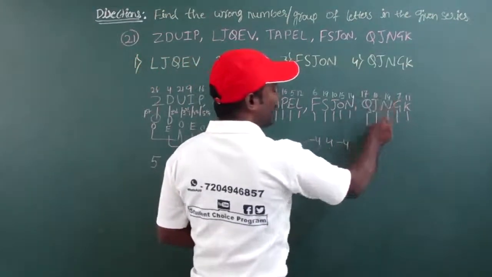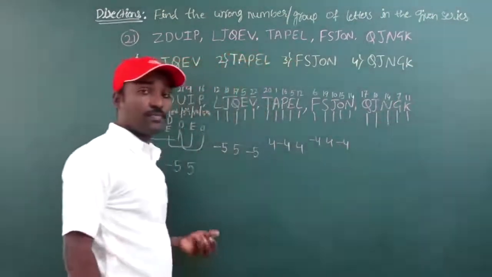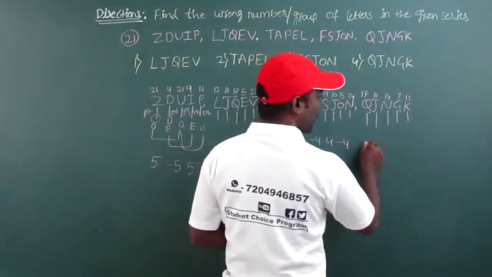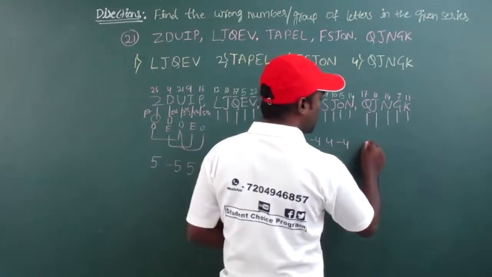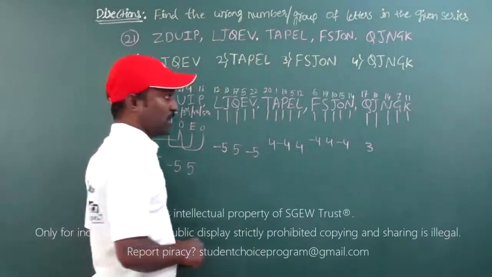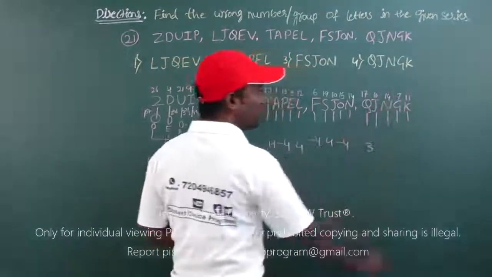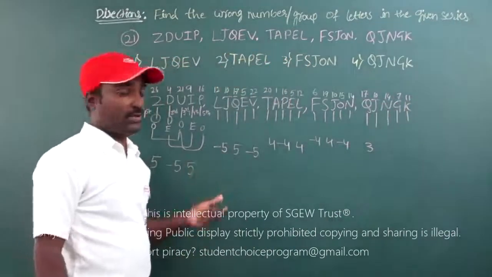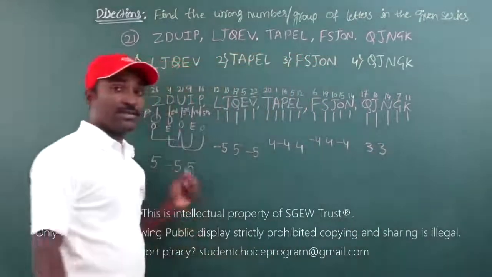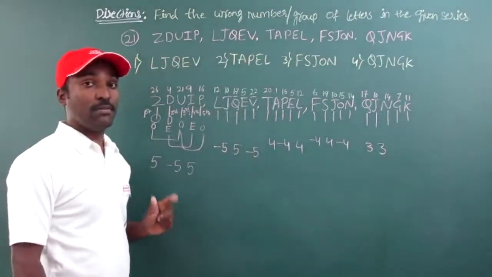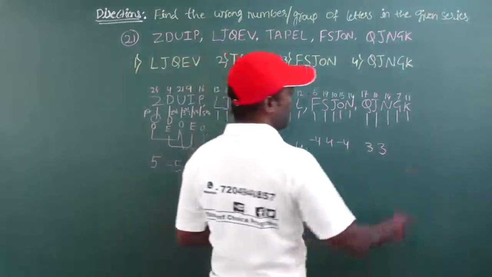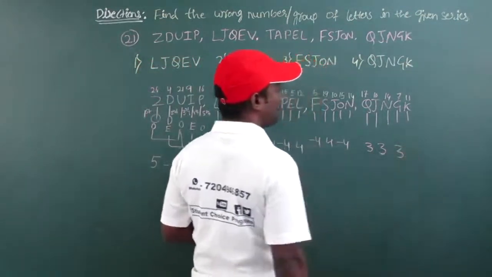17 minus 14. 17 minus 14 is, no, it is not minus. It is plus 3. 17 minus 14 will give me plus 3. Now what is 10 minus 7? 10 minus 7 will give me plus 3. What is 14 minus 11? 14 minus 11, yes, I will get 3.